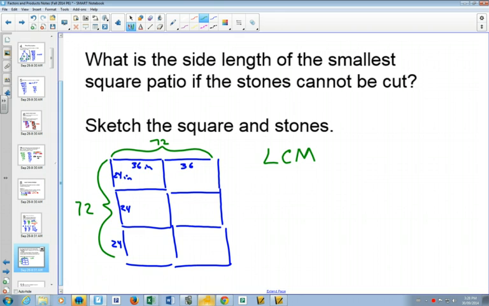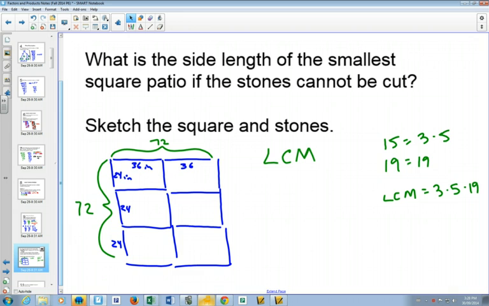And if the leapfrog technique in drawing this starts to seem like it's taking too long, then you could go to your prime factors. So for example, if it was a 15 by 19, 15 is 3 times 5, 19 is 19. The least common multiple of those would be 3 times 5 times 19, which is, what's that, 285? That would take a long time to do the leapfrog way.